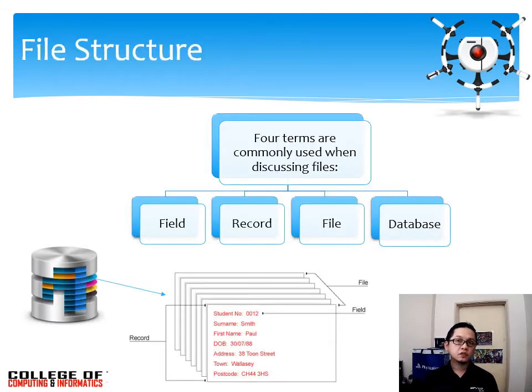Also, each file that you use has a certain structure to it. Usually, you will use this type of file structure without even noticing it. Usually, there are four terms that are commonly used when discussing files. First of all, there are field, record, file, and database. Perhaps these terms are familiar to you, but perhaps this is a refresher for you to understand the difference between field, record, file, and database.